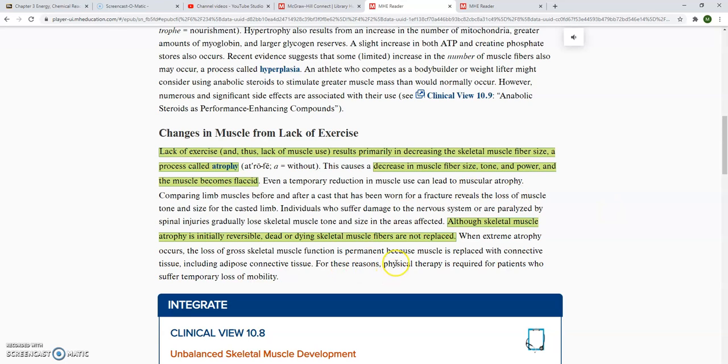So that's one reason why physical therapy is very important with people that have injuries where they're going to have some atrophy. The physical therapy area of the medical field helps people to not get to that point where they have irreversible dead and dying muscle fibers that affect their mobility.